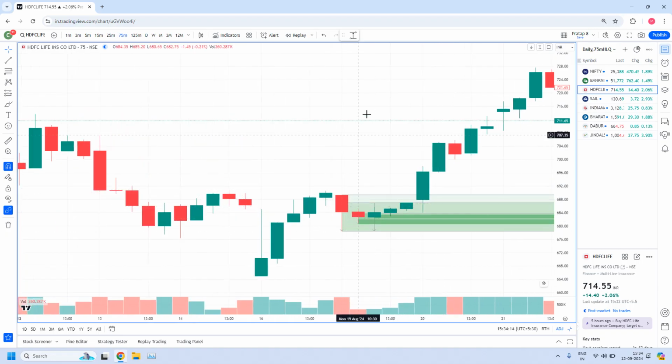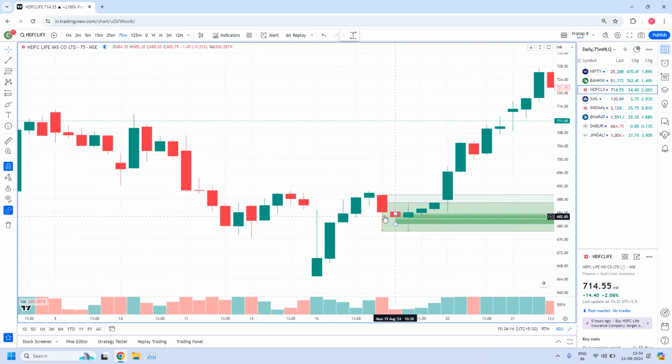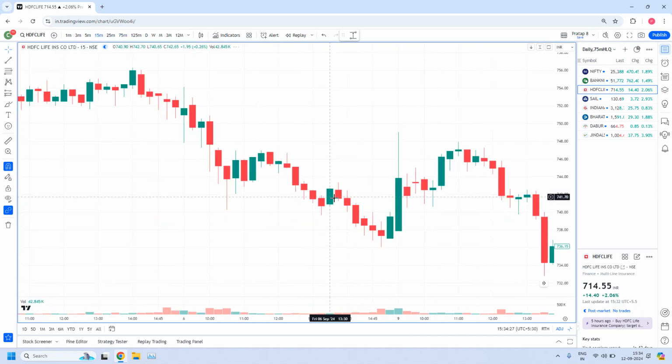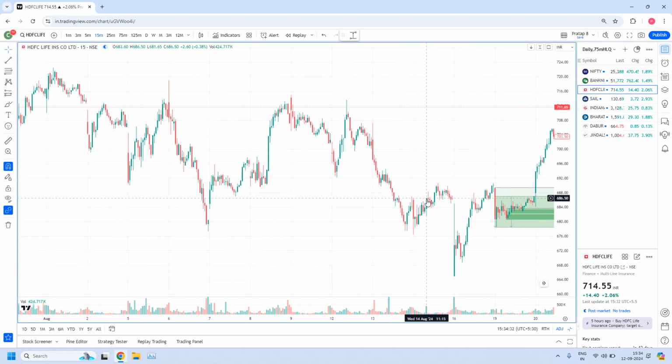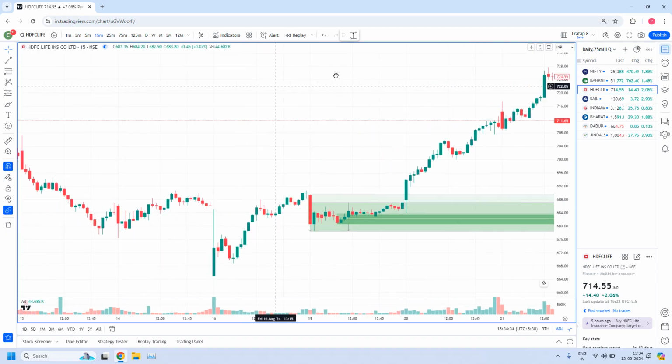See here you have a drop candle, then 1, 2, 3, 4 base candles and a rally candle: drop base rally. So this is the 75 minute zone, which is part of the daily zone. This 75 minute zone is again fine-tuned with the 15 minute time frame. Let's look into the 15 minute zone.